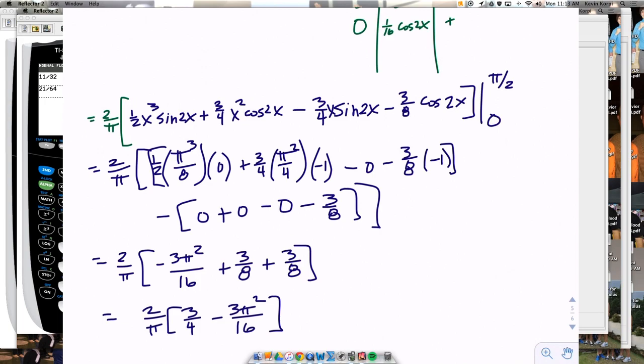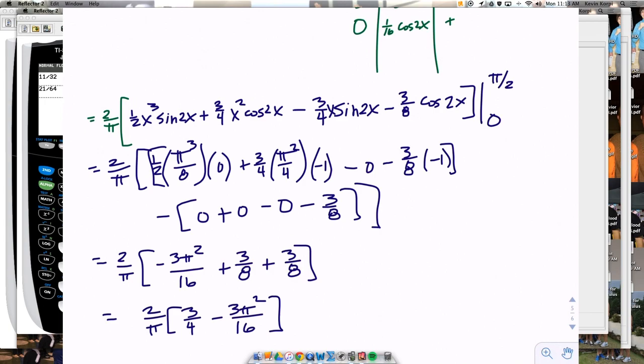And if you clean up all of that, you're left with a negative 1 times 3 pi squared. So it's a negative 3 pi squared over 16. And then you're going to have a minus, wait, is that a minus 3/8 times a negative? Sorry, it becomes a plus 3/8 right there. And then minus from plugging in the bottom, minus another negative 3/8, which makes it a plus 3/8. So you can combine those and get 3/4.